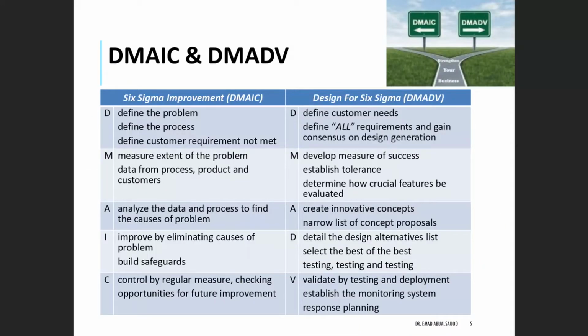Here is more detail about the DMAIC versus the DMADV. In the Six Sigma improvement, which is DMAIC, we define the problem, define the process, and define the customer's requirement that is not met in the project or in the product or in the service. Define customer needs in the DMADV: define all requirements and gain consensus on design generation. That means all the impact factors to the design.